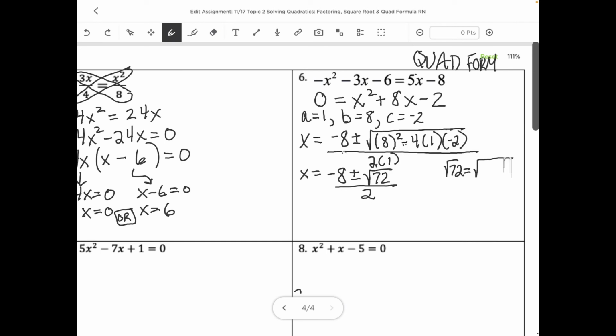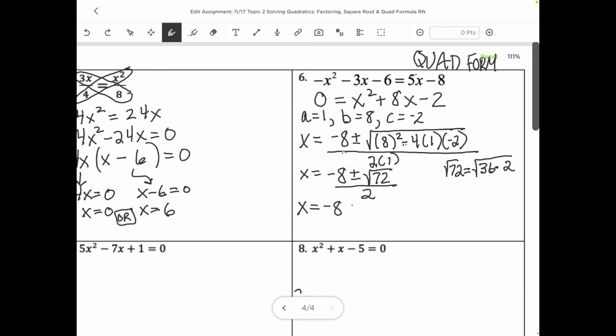We're looking for the largest perfect square that divides into 72, right? And so 4 does, 9 does, but so does 36. And so be careful with that. Always shoot for the largest perfect square because it gives you the most efficient way to simplify.